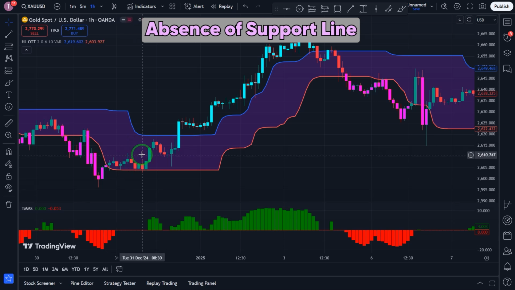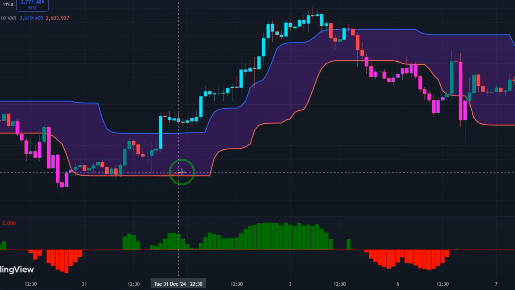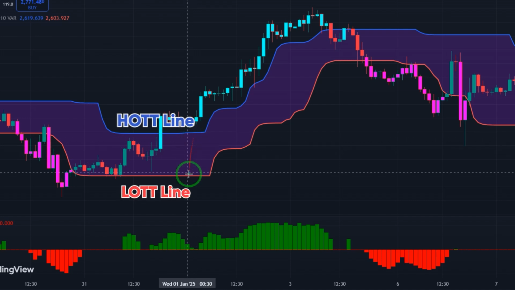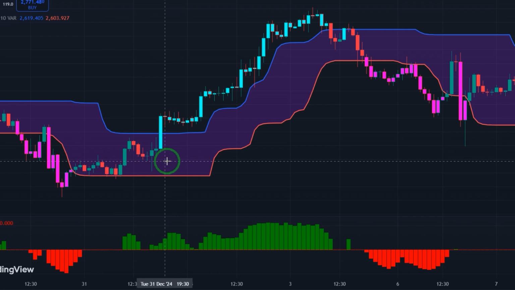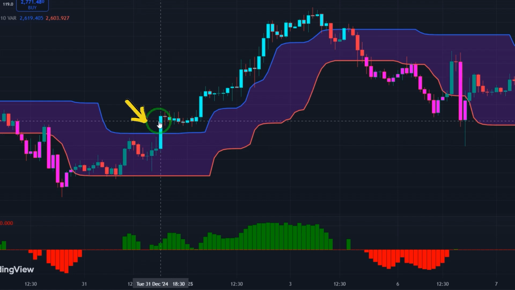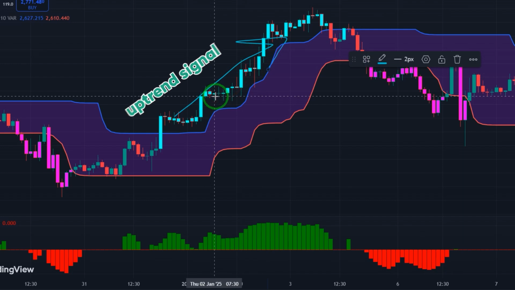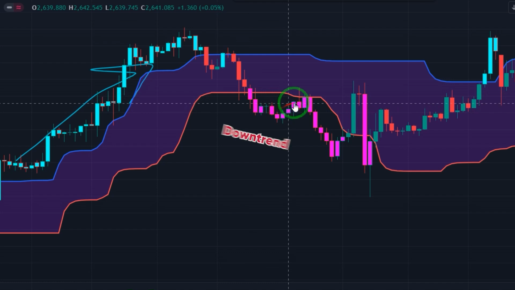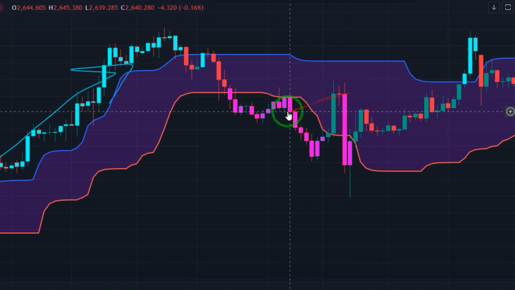Absence of support line moving average. In this version, the support line that existed in the default OTT version has been removed. Flat zone. The area between HOTT and LOTT lines is known as the flat zone. In this area, the developer recommends that no trades should be made. When candles close above the HOTT line, the indicator shows bars in turquoise, indicating the start of an uptrend signal. When candles close below the LOTT line, the bars change to fuchsia, indicating a downtrend. The flat zone is also highlighted separately to draw more attention to neutral market conditions.